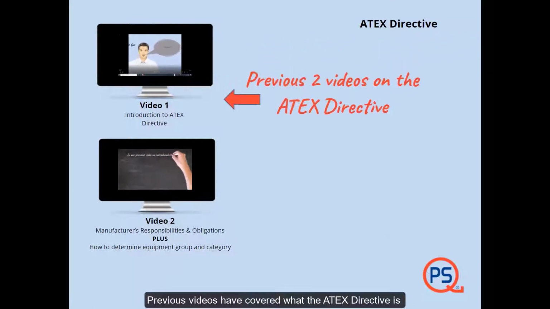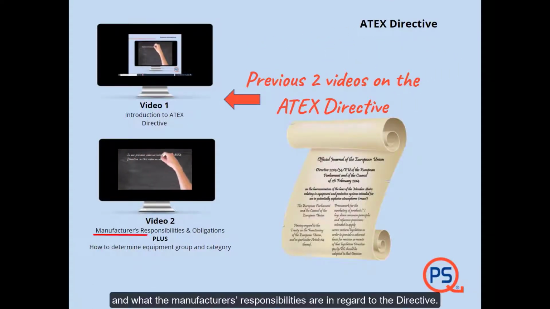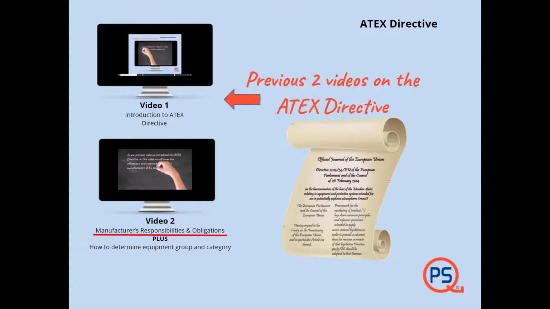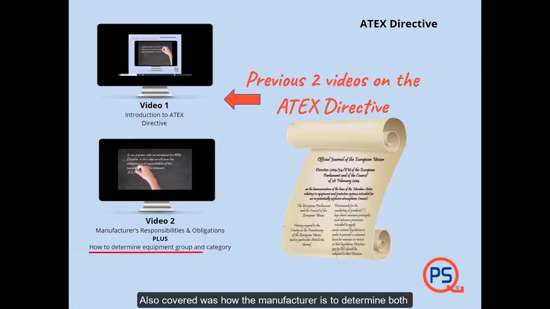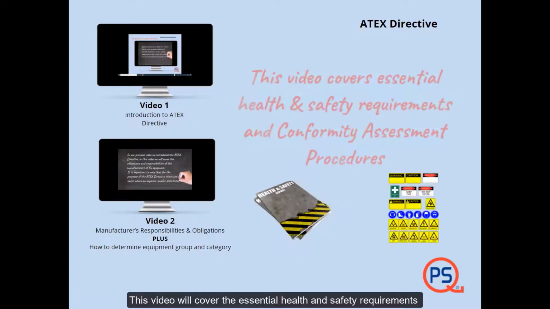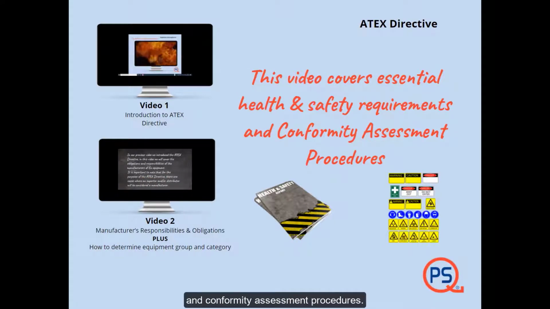Previous videos have covered what the ATEX directive is and what the manufacturer's responsibilities are in regard to the directive. Also covered was how a manufacturer is to determine both the equipment group and equipment category of their product. This video will cover the essential health and safety requirements and the conformity assessment procedures.